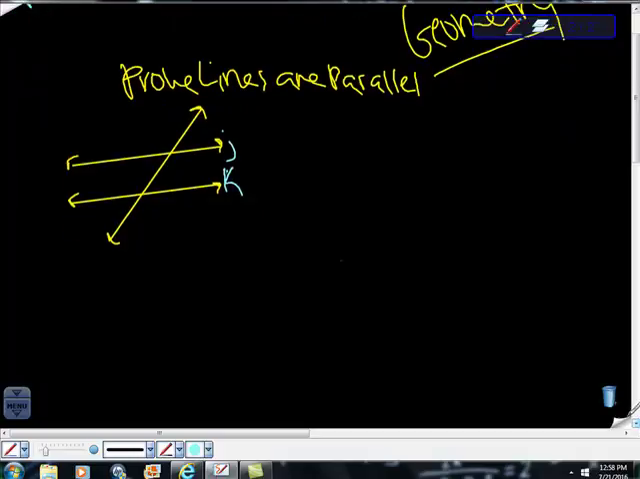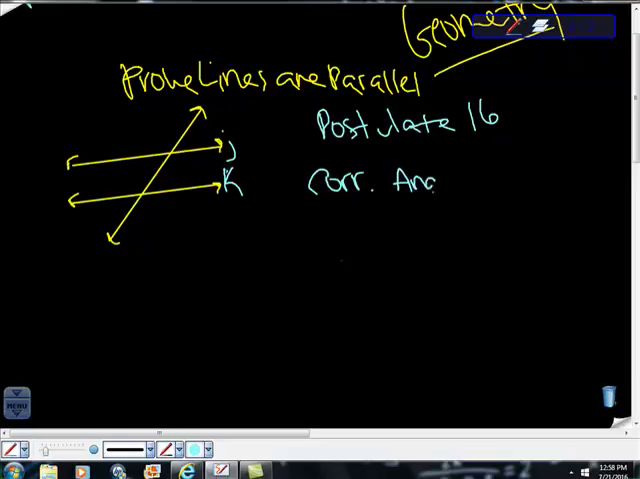Okay, so the first postulate is postulate 16, or the corresponding angles converse. So I'll write that down. Postulate 16, corresponding angles converse. It says here, if 2 lines are cut by a transversal, so the corresponding angles are congruent, then the lines are parallel.